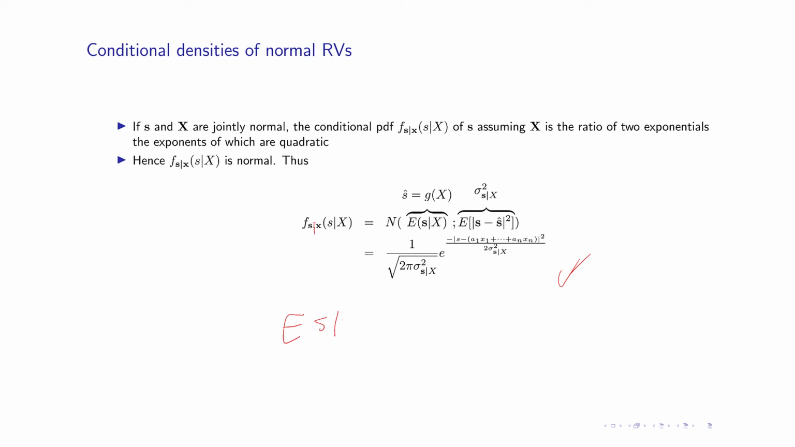So the conditional densities, if you have jointly normal random variables, become also normal, and this means that the expected value of S given X is equal to this expression, and is a linear combination of X. So this is the optimal nonlinear estimator and also a linear estimator. Therefore, this is the optimal linear estimator as well.